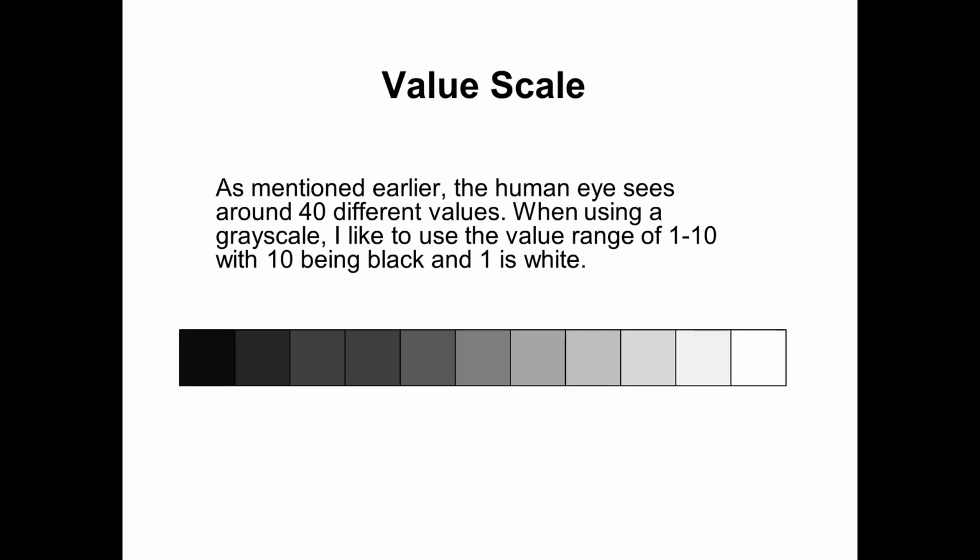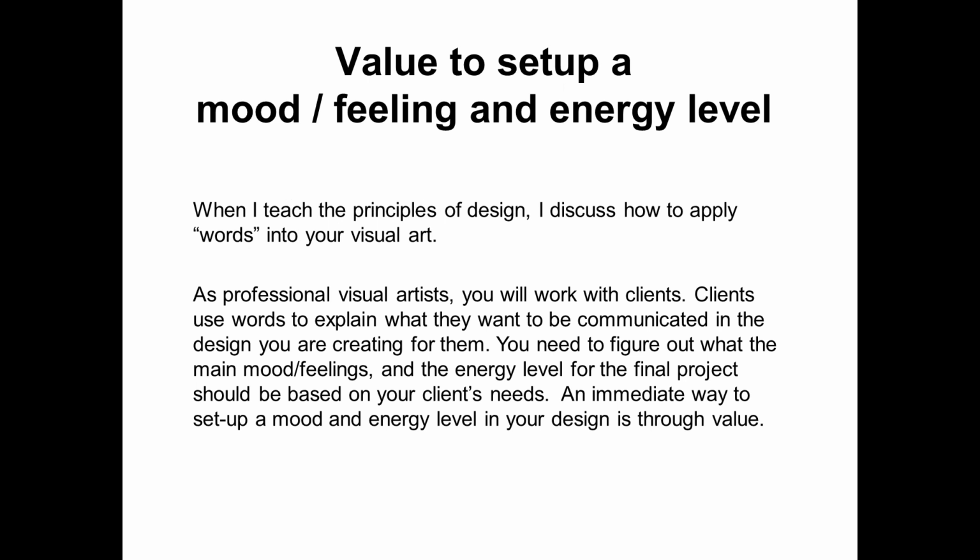So let's go back to value now. As mentioned earlier, the human eye sees 40 different values of shades of gray. When using a grayscale, I like to use a 10-step grayscale, with 10 being black and 1 being white. Value sets up a mood, feeling, and energy level.